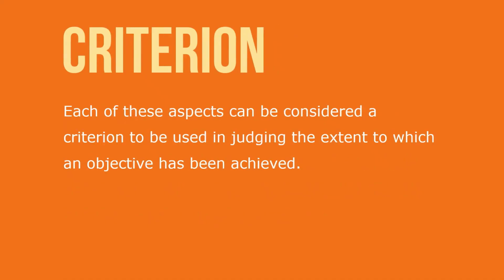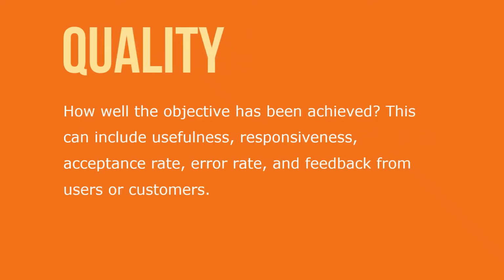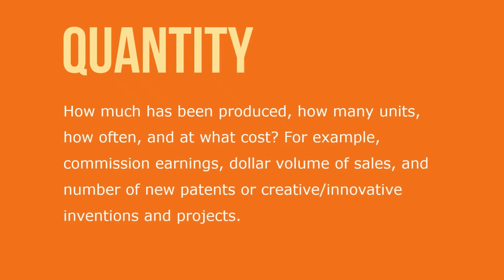Each of these aspects can be considered a criterion to be used in judging the extent to which an objective has been achieved. How well has the objective been achieved? This can include usefulness, responsiveness, acceptance rate, error rate, and feedback from users or customers. How much has been produced, how many units, how often, and at what cost? For example, commission earnings, dollar volume of sales, and the number of new patents or creative, innovative inventions and projects.